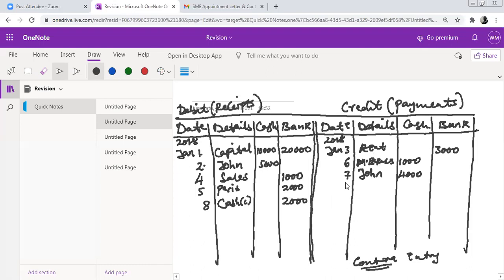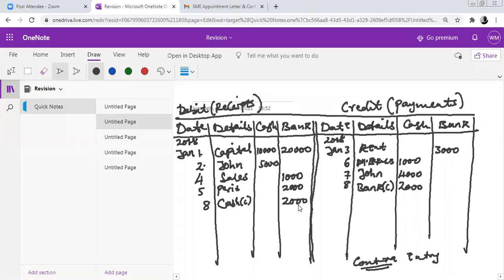So on the same date, which is on 8th, cash is reducing by 2,000 and that money is going to the bank. You put a bracket C to mean it is a contra entry. So it is going to be on 8th here and 8th here. Here we record it on cash because cash is the one that is paying or reducing. Here we record it on the bank because the bank is the one that is receiving the same amount. So it is known as a contra entry.